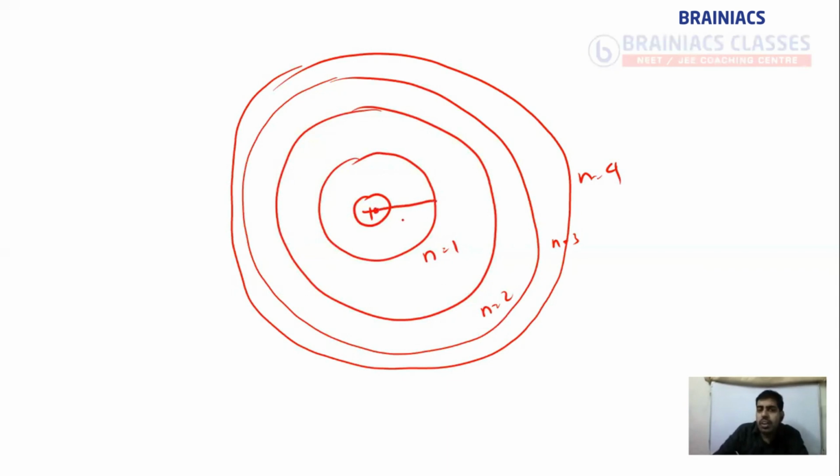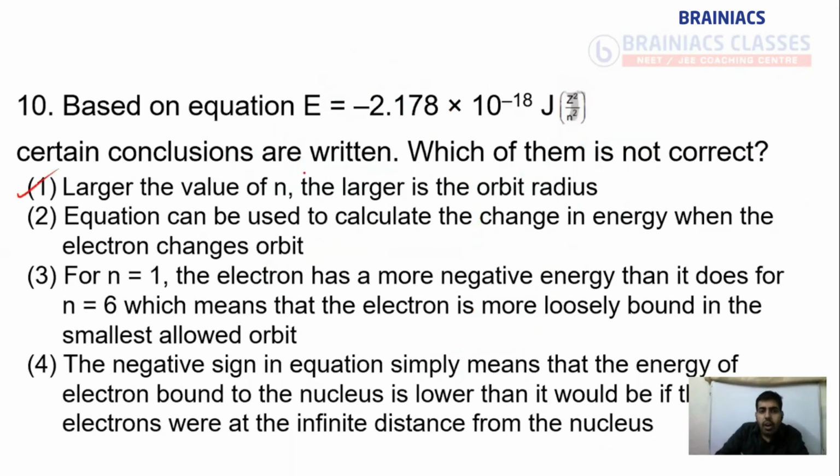For N is equal to 1, radius is R1. Now, for N is equal to 2, radius is R2. R2 is greater than R1. Now, for N is equal to 3, radius is R3. Now for N is equal to 4, radius is R4. So as N value increases, radius increases. So this one is right. Which of them is not correct? This one is correct.